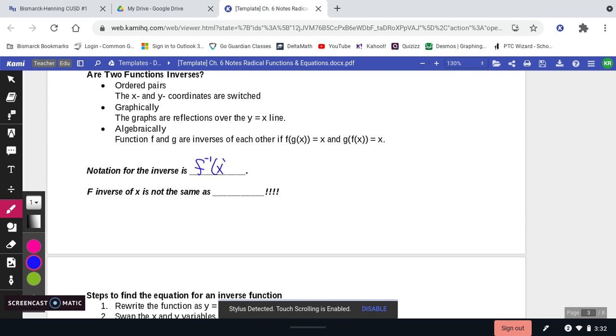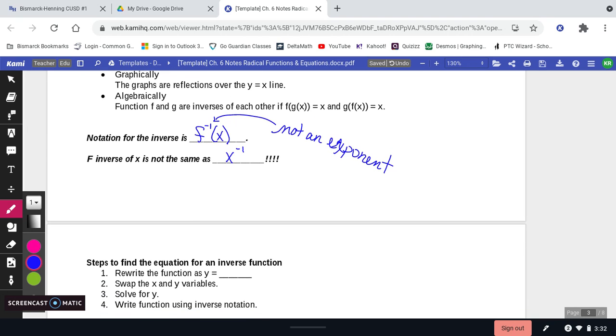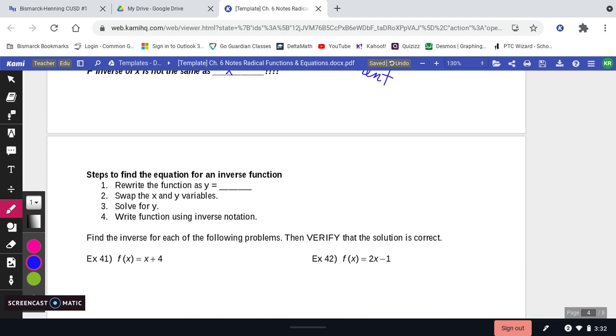Okay, notation for the inverse is a little -1. So it looks like an exponent, but it's not. When you see it used with function notation, that means inverse. So this says f inverse of x. This is not being used as an exponent. It does not mean x to the -1, where it means to do the reciprocal. All right, so that's the notation we're going to be using, f inverse of x.